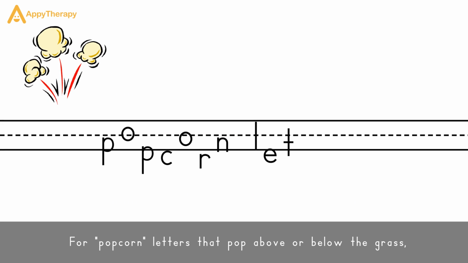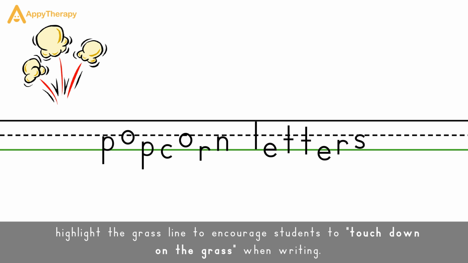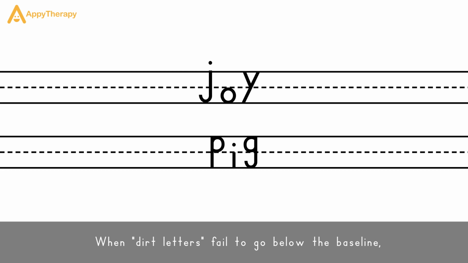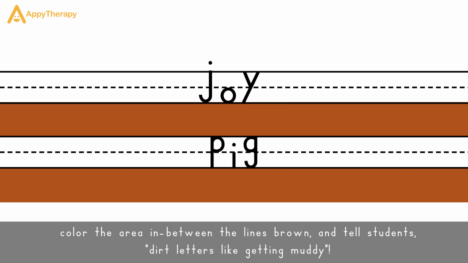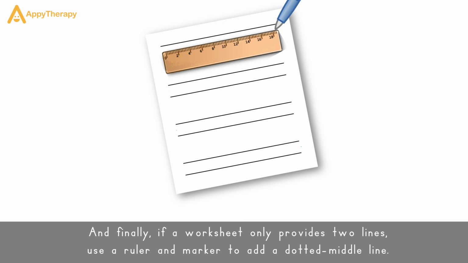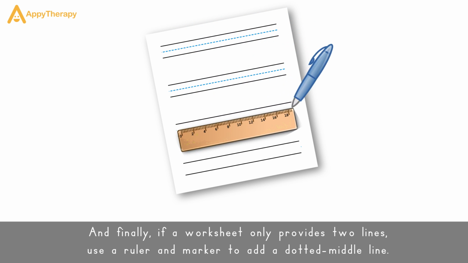For popcorn letters that pop above or below the grass, highlight the grass line to encourage students to touch down on the grass when writing. When dirt letters fail to go below the baseline, color the area in between the lines brown and tell students, dirt letters like to get muddy. And finally, if a worksheet only provides 2 lines, use a ruler and marker to add a dotted middle line.